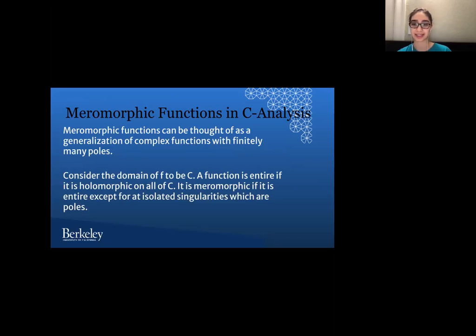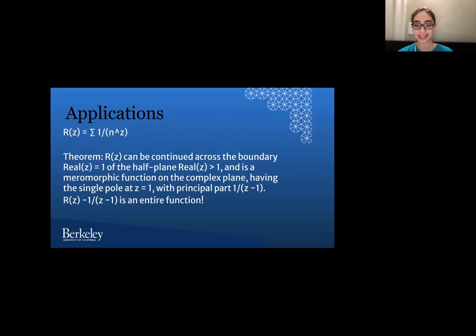So meromorphic functions in complex analysis as a whole can be thought of as a generalization of complex functions with finitely many poles. Previously in class, we focused on holomorphic functions and special properties and theorems that apply to these functions. Meromorphic functions are a looser set of functions since there are poles, which are points where the function is not holomorphic. Yet we're restricted in the sense that the poles can't accumulate to a point that's inside of the domain of the function. So if we consider the case when the domain of f is C, a function is entire if it's holomorphic on all of C, and it's meromorphic if it is entire except for at isolated singularities, which are poles.